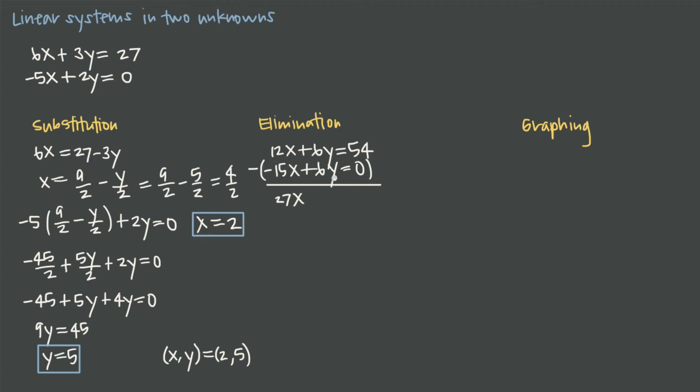6y minus 6y will give us 0, so that'll disappear. And then here we'll get 54 minus 0 is 54. If we divide both sides by 27, we get x is equal to 2. So we found a value of x.